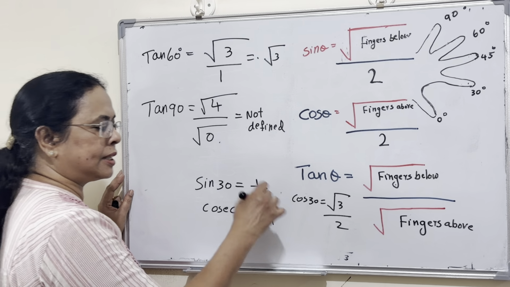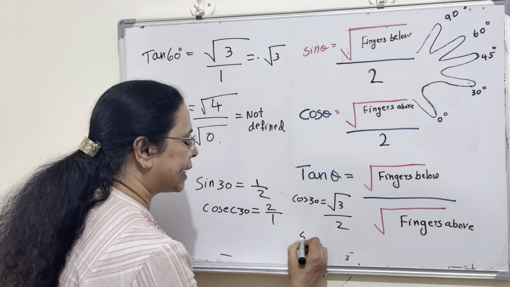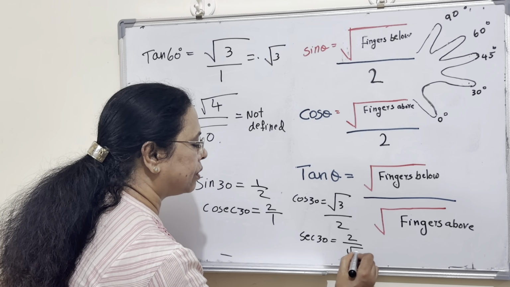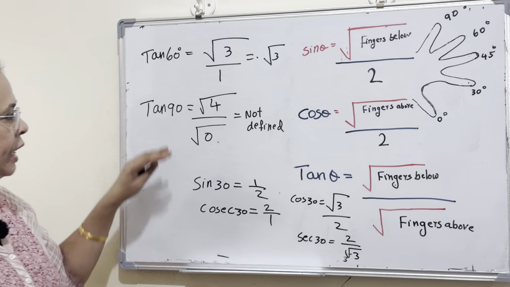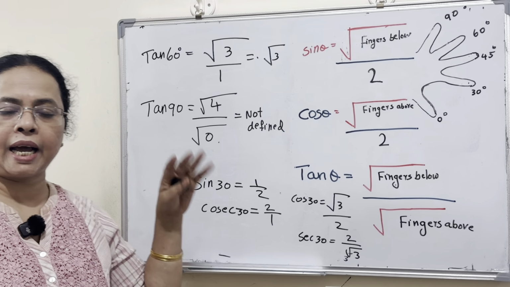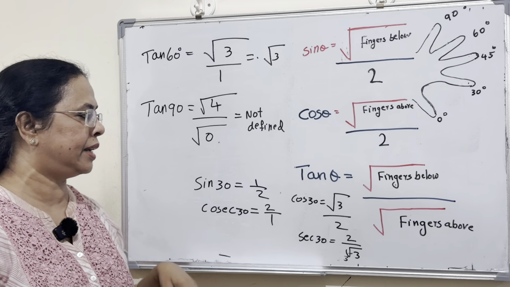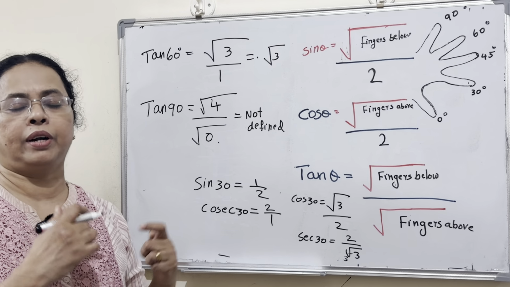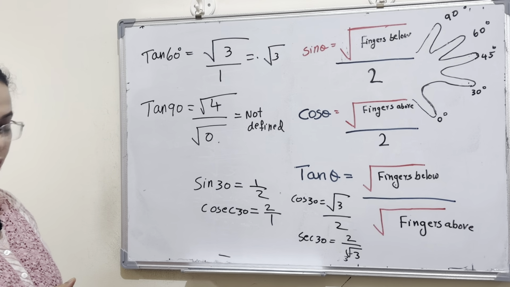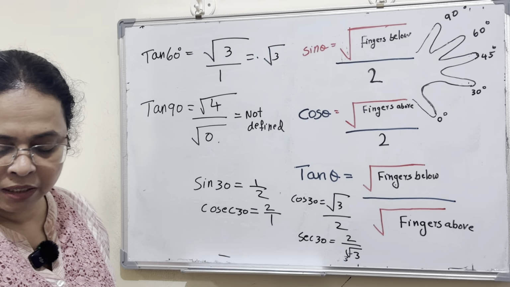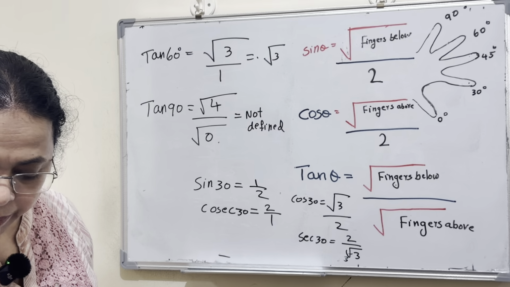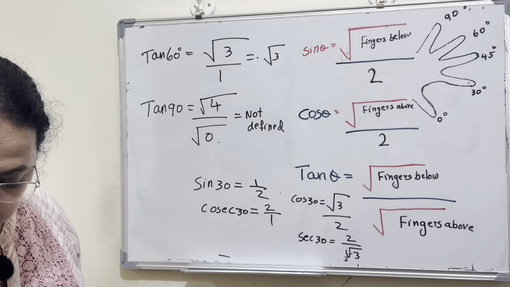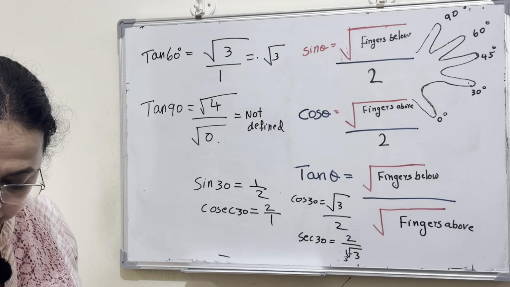So what about the reciprocal of cos 30? Sec 30. Sec 30 is how much? 2 divided by root 3. Like that, if you know the first 3, sine, cosine and tangent, then we can go for cosec, sec and cotangent easily. Okay. So we got it. Now let us do one problem based on these ratios. Okay. So let us do one question.